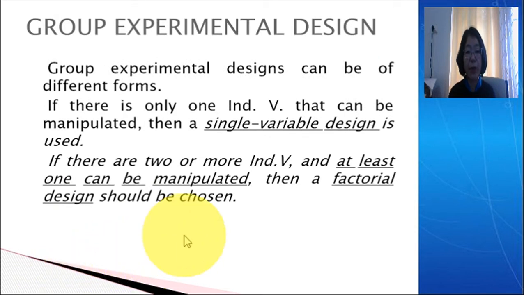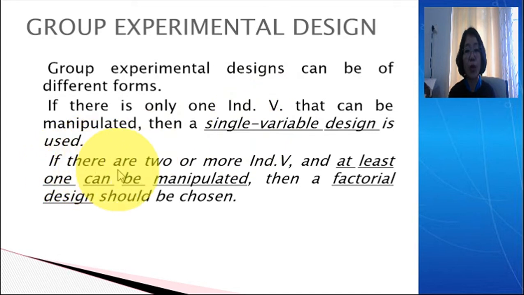So let us say we have decided on group. Now group experimental designs are further classified based on the number of independent variables that we manipulate. If there is only one independent variable that can be manipulated in our experimental research, then it is called single variable design. If there is only one independent variable and we would like to see the impact of this independent variable on the dependent variable, then it's called a single variable design.